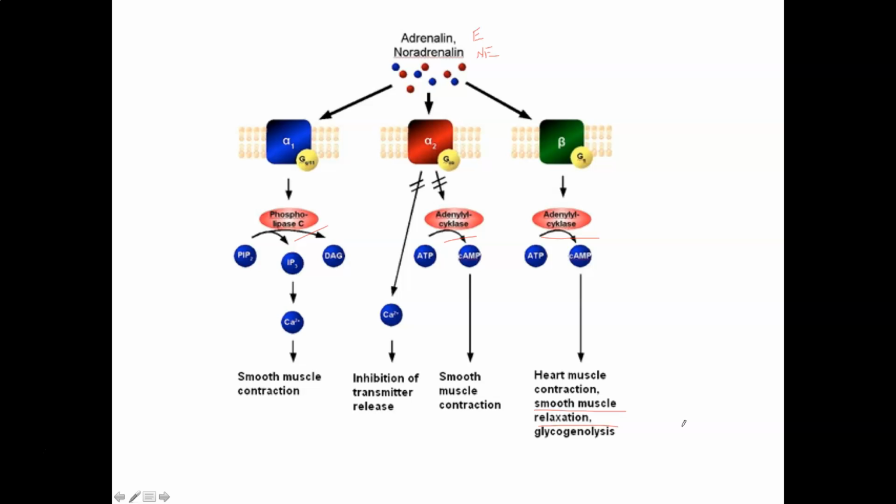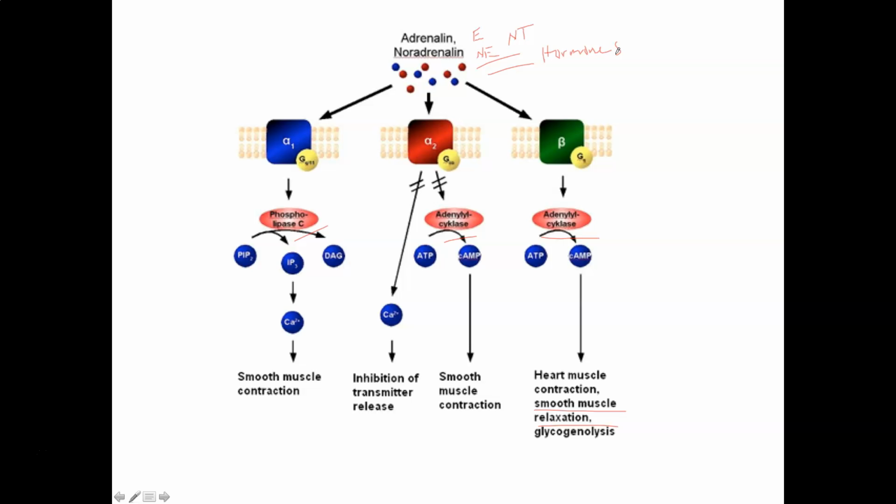And so we can manipulate the cellular physiology that's taking place based on the cellular mechanism of action of a particular hormone, a particular chemical. And in the nervous system, you know that epinephrine and norepinephrine can act as neurotransmitters, but they also act as hormones as well.